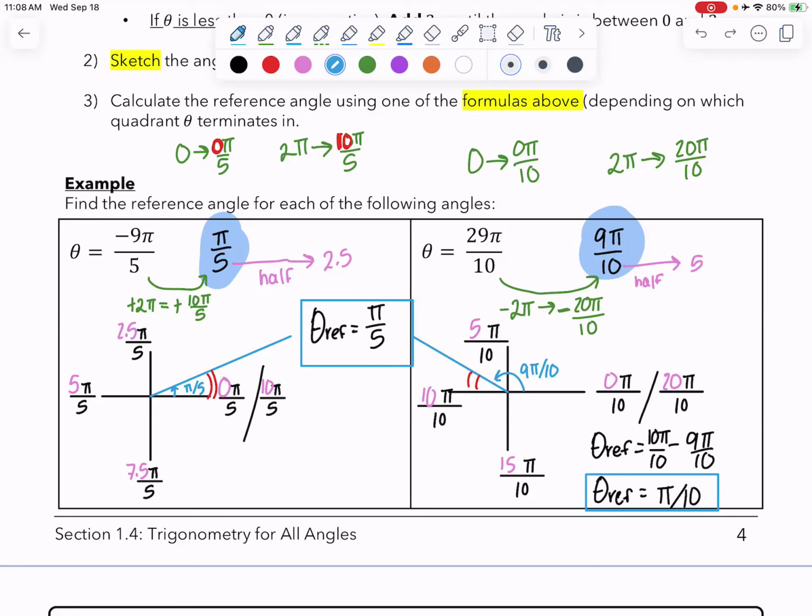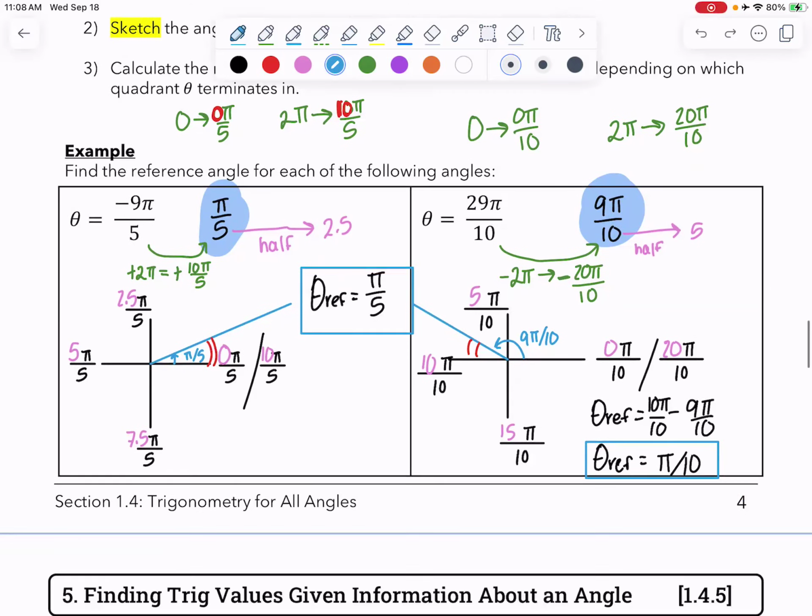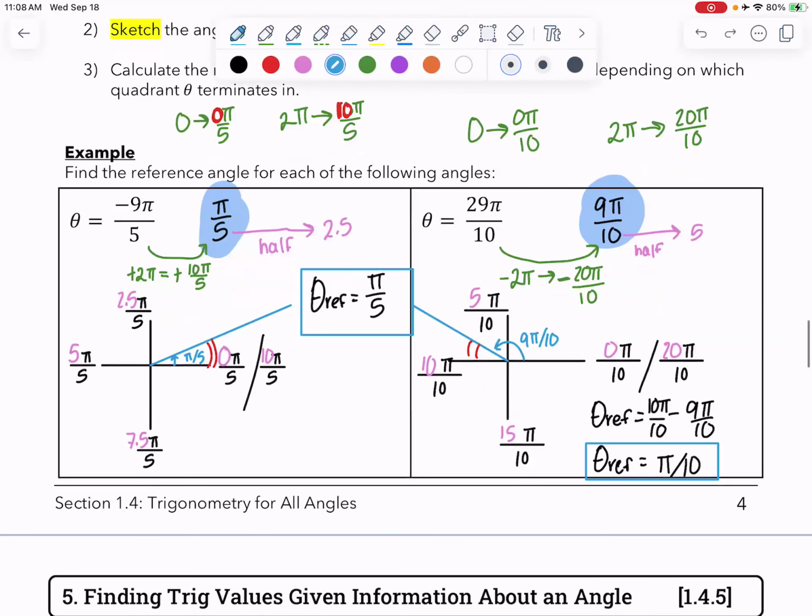That's all I have for this time. And in the next video, we are going to do some fun stuff. We're going to find trig values given information about an angle. I think it's some of the funnest stuff we have to do in trig.